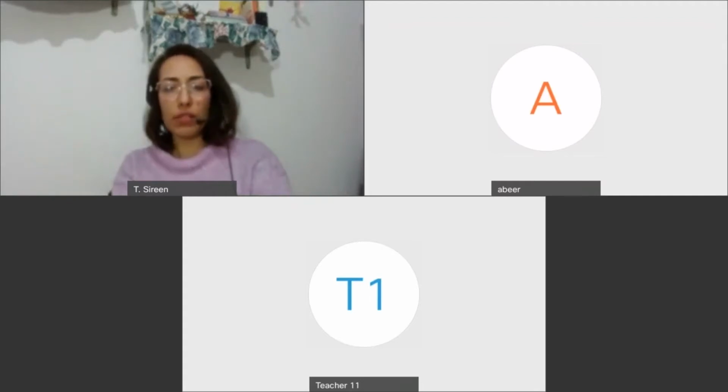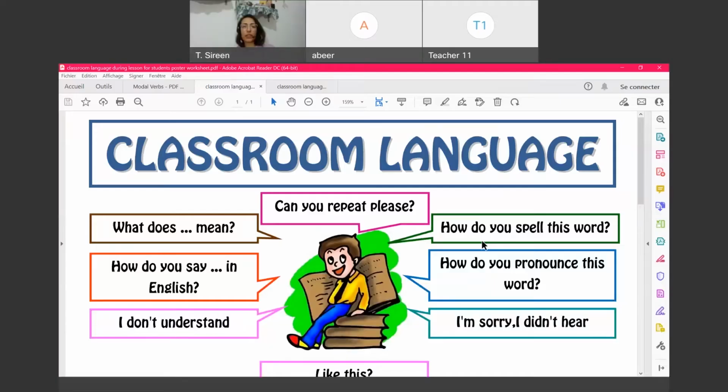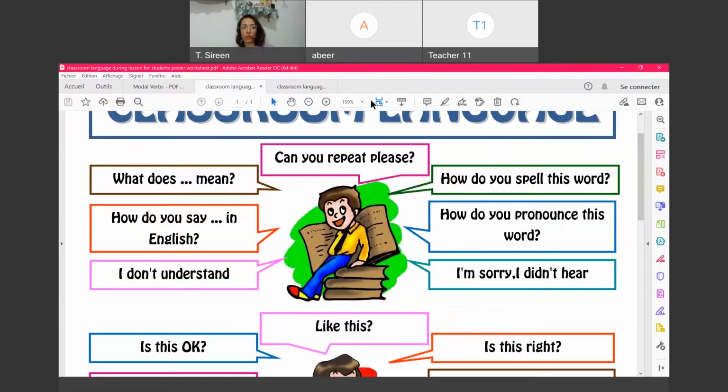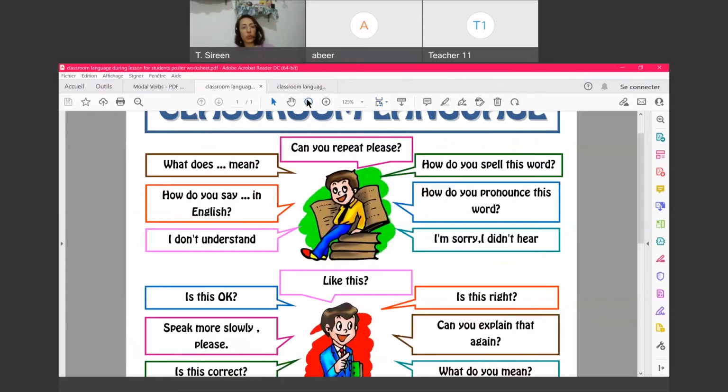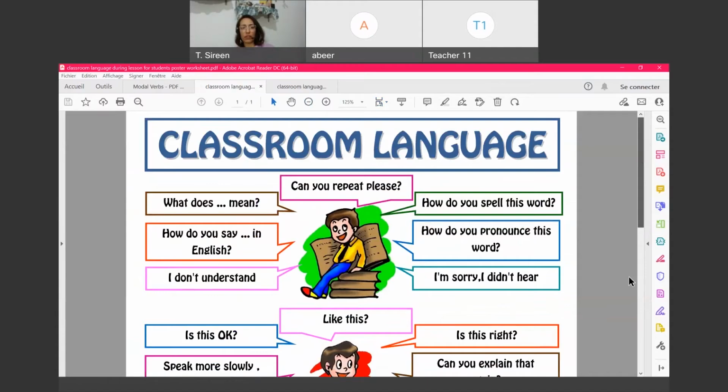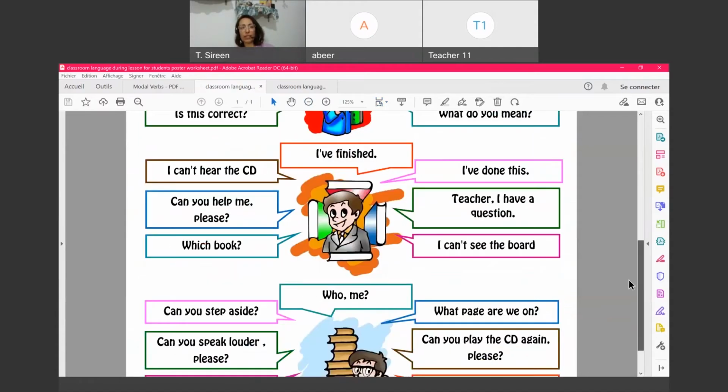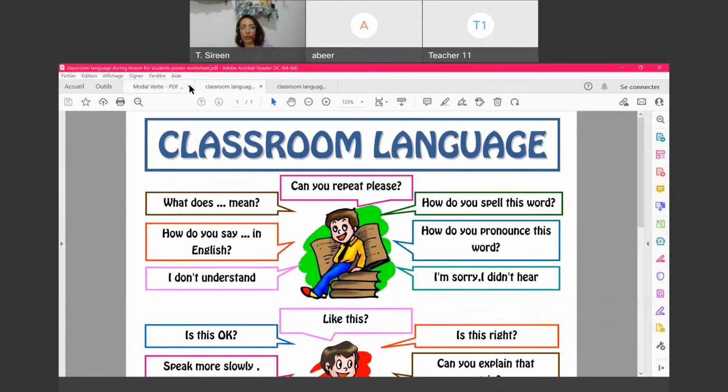I'm going to help you with some other things that I have found. They are really, really nice. So here we've got classroom language. Let's try to read these together. I will send it to you. So let's read the first part, for example.